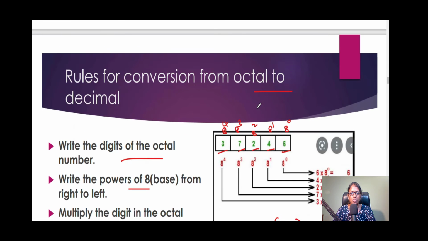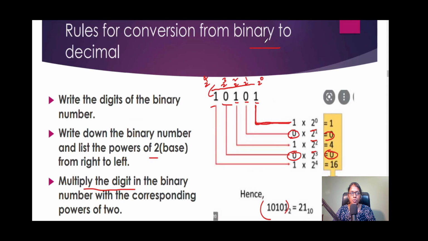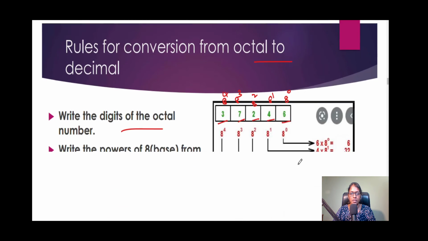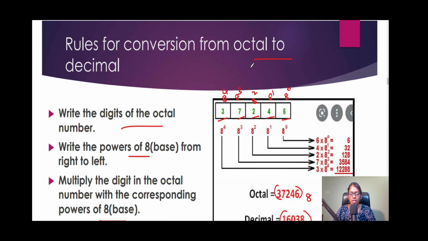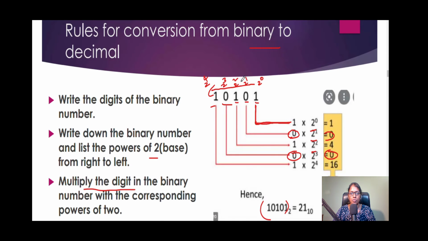The rules for converting binary to decimal: you have to take the number, then multiply it by the power of base 2, multiply the digits, and add all to get the final values. Same thing, the rules for conversion from octal to decimal: take the digits of the octal number and then write the powers of 8. Here, 8 to the power 0, 8 to the power 1, and here 2 to the power 0, 2 to the power 1, 2 to the power 2.